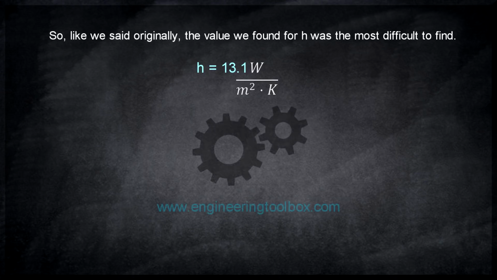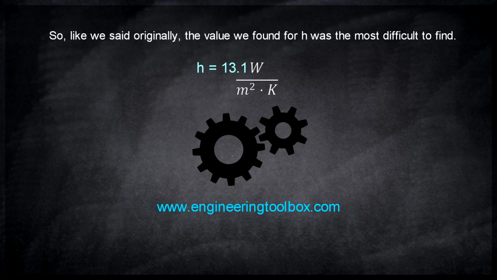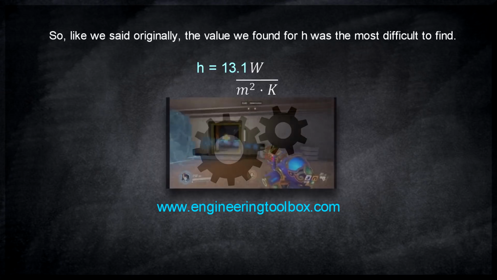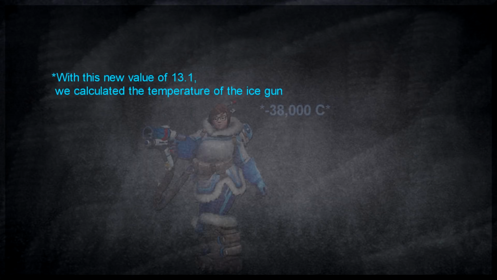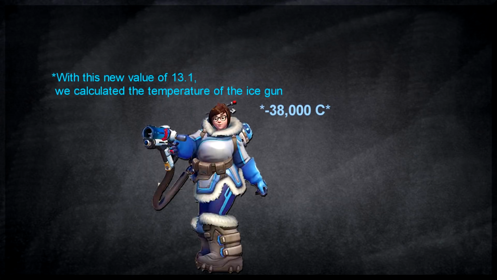Using the website www.engineeringtoolbox.com, we found common heat exchanger surface combinations and selected the water to air exchange through a copper pipe, as that seemed to be the closest to what we're trying to calculate, with the heat flowing from a person to Mei's gaseous spray surrounding them. With this new value of 13.1, we calculated the temperature of the ice gun needed to be negative 380,000 Celsius.